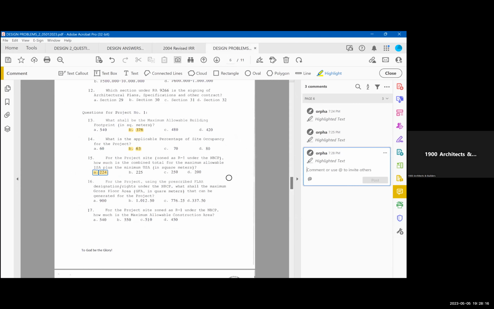Okay, so number 16. For the project, using the prescribed FLAR designation rights under the NBCP, what shall be the maximum gross floor area or GFA in square meters that can be generated for the project? Ano ba ang ibig sabihin ng FLAR?